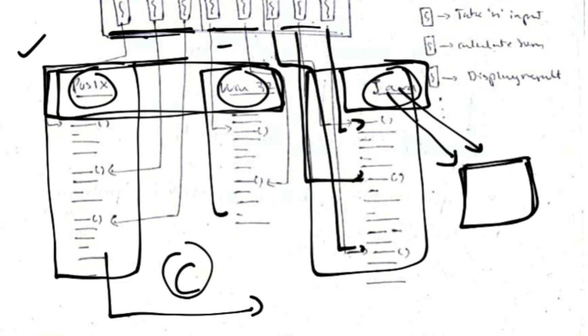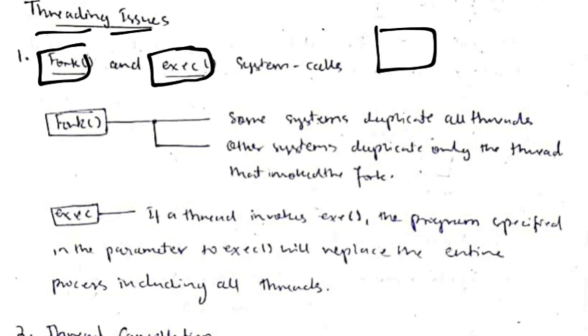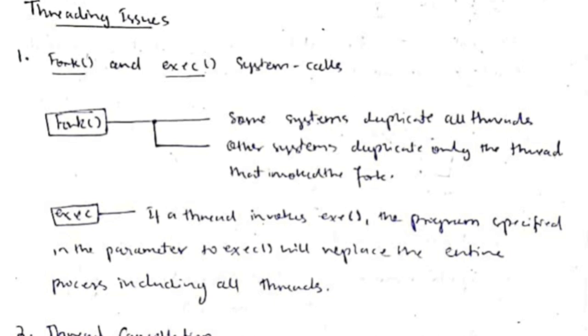Okay, let's discuss some of the major issues being faced in the threading domain. First one is fork and execute. Okay, fork means suppose that there is a process and it has to be divided into two parts. Okay, that's known as a fork. So if there are 3 threads here, which process will have how many threads? That's the problem. Some systems will duplicate all the threads, while other systems will duplicate only the thread that invoked the fork. Okay, so there's an inconsistency in fork.